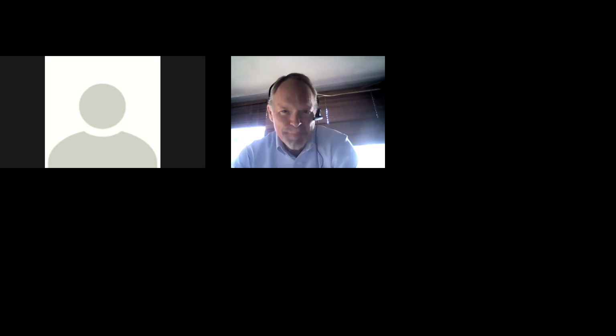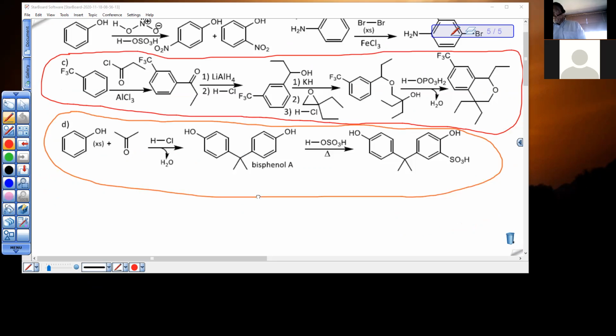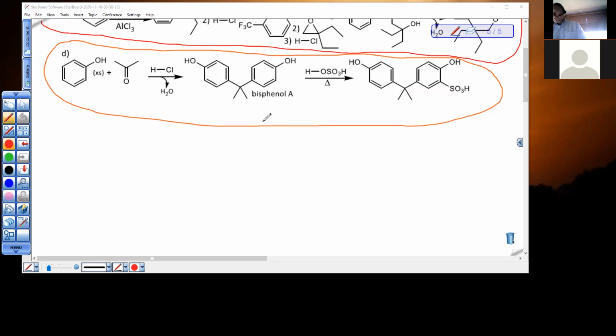Continuing our review, we had a request for 22.2.4 part D as well. Mechanism towards the formation of this bisphenol A. It's been a molecule that's been in the news on and off for more than a decade. It's used during the making of certain plastics.